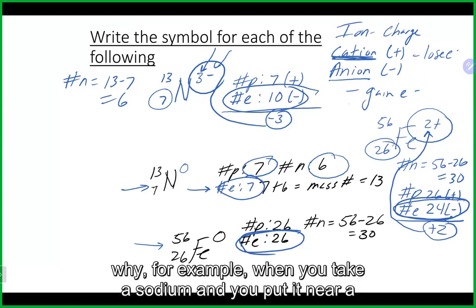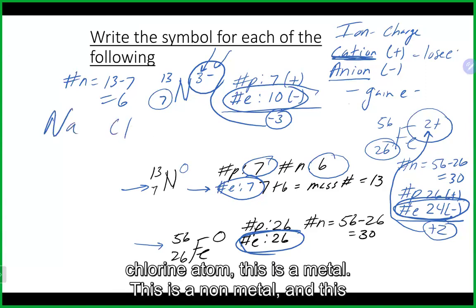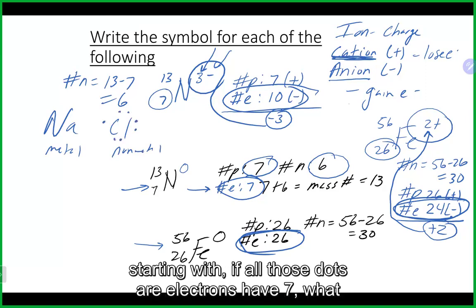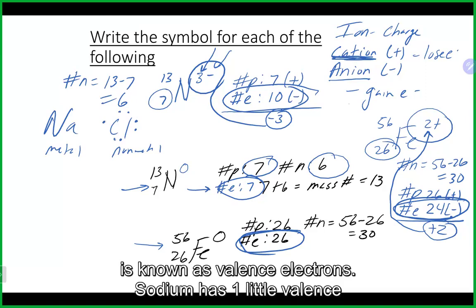And that is why, for example, when you take a sodium and put it near a chlorine atom, this is a metal, this is a non-metal, and this chlorine, as we'll talk about in the next chapter, is starting with, if all those dots are electrons, 7 of what are known as valence electrons.